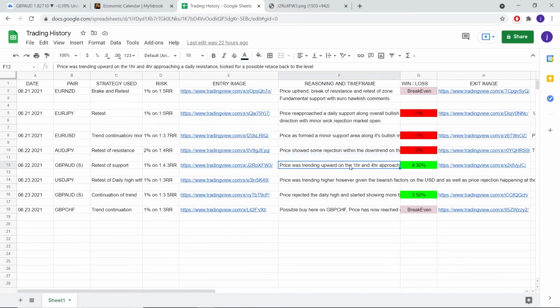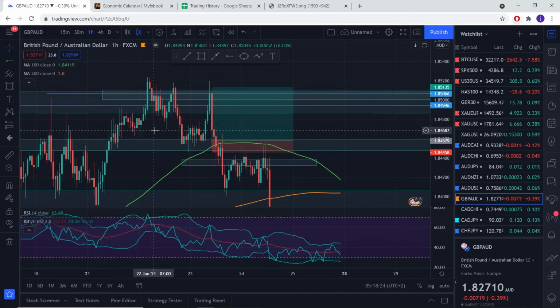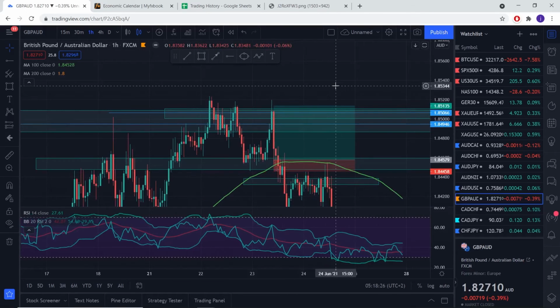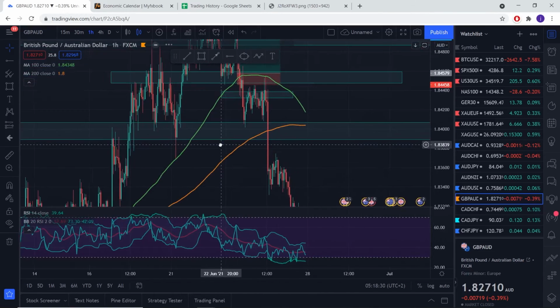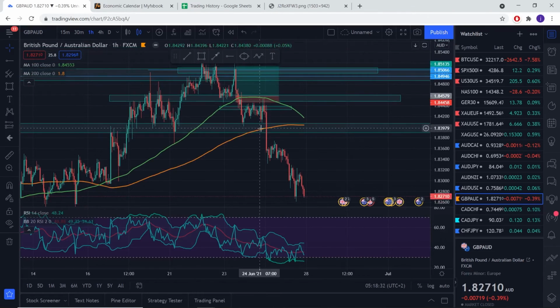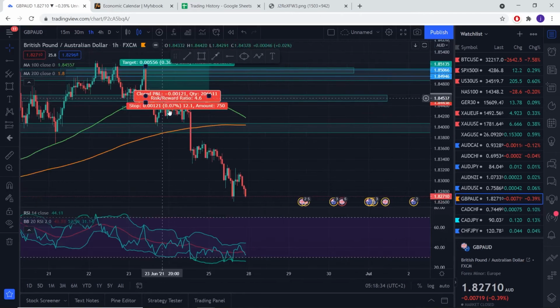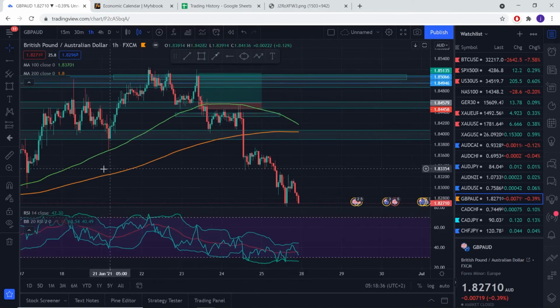So as you see, price was trending upward on the 1 hour and 4 hour, approaching a daily resistance, and I looked for a possible retrace back to that level, right? So you look for a possible retrace back into that daily area where price was rejected again and continued pushing downwards. Also, why this move happened and continued pushing down to the bearish side, as you can see with these long full bearish wicks.